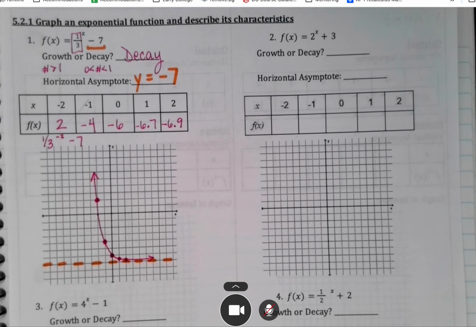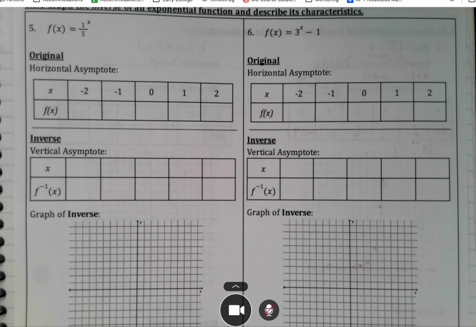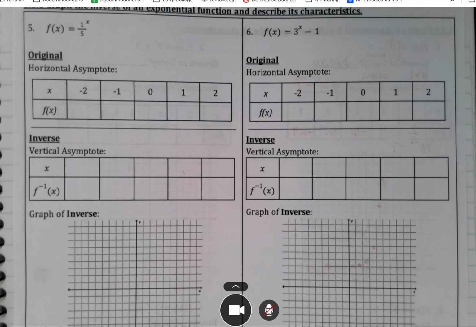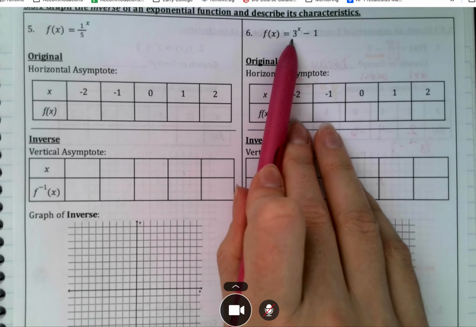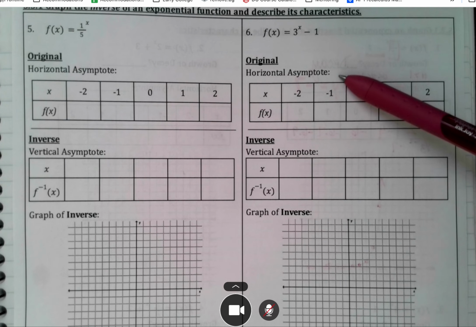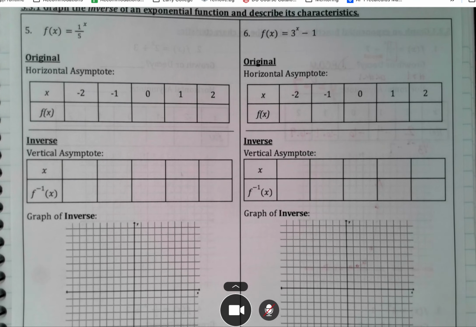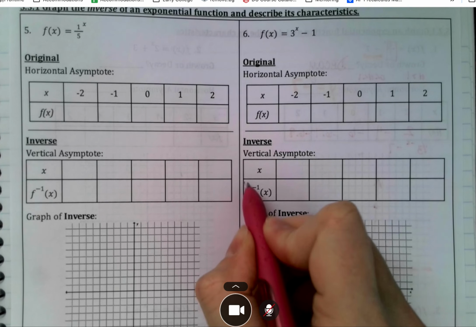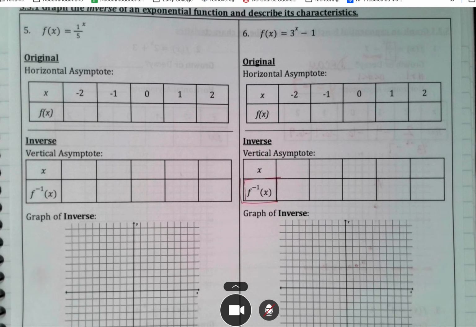I'm going to do one on the back as well. So I'm going to flip this over. I want to do actually number 6 because we already did one with the fraction. So I'm going to do number 6, a little different. We have a whole number raised to an exponent. So now we need to use our original to get our inverse, and then graph our inverse. This notation right here is the notation for the inverse of f of x. So we have to find f of x first.